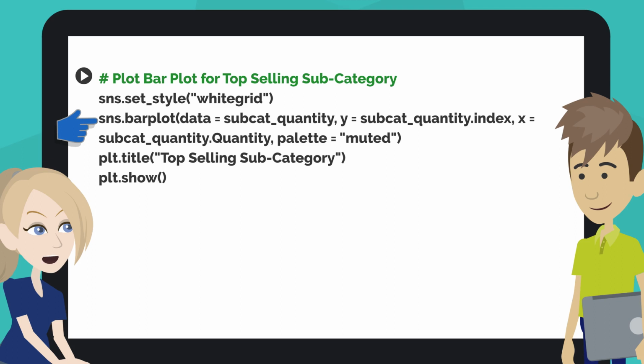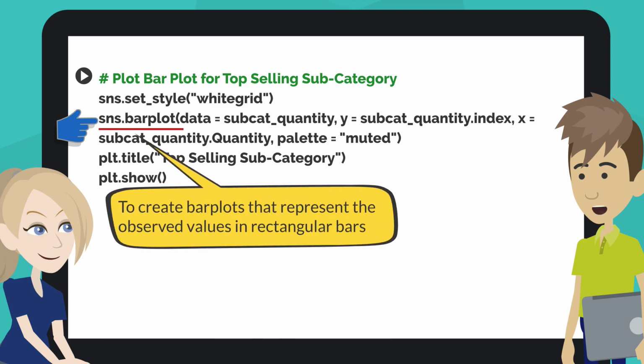What does this code mean? This code creates the bar plot for the top-selling subcategory. The seaborn.barplot function creates bar plots that represent the observed values in rectangular bars. To use this plot, we choose a categorical column for the x-axis and a numerical column for the y-axis. And we'll see that it creates a plot taking a mean per categorical column.